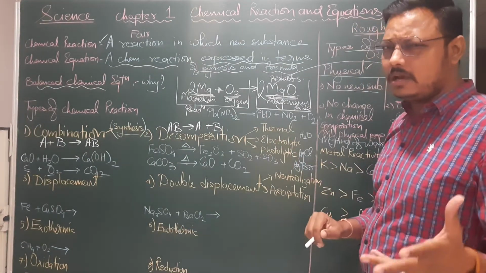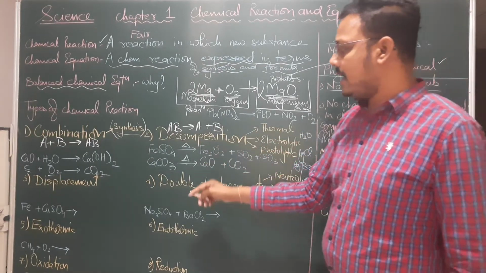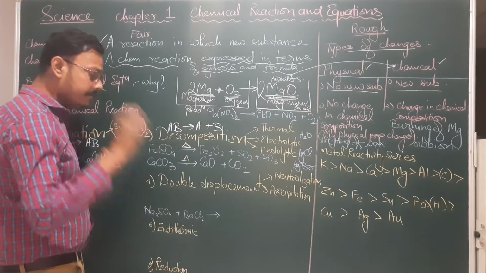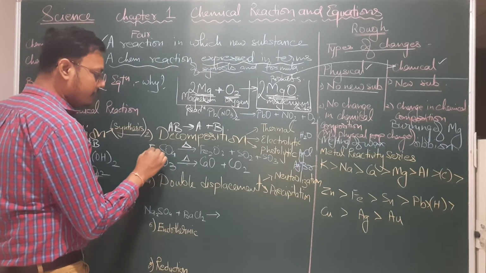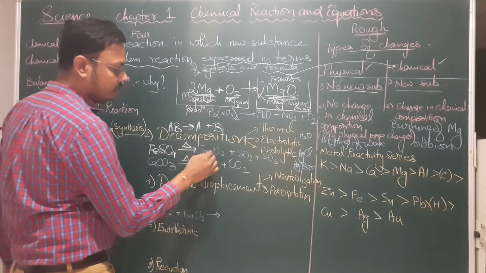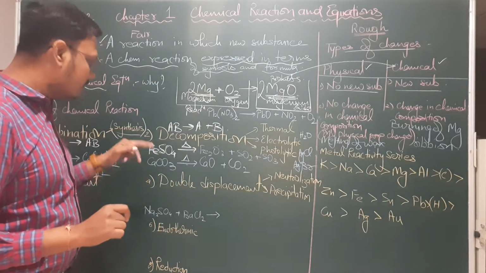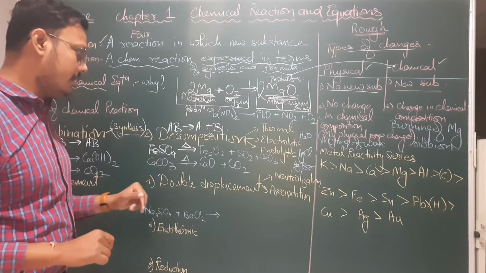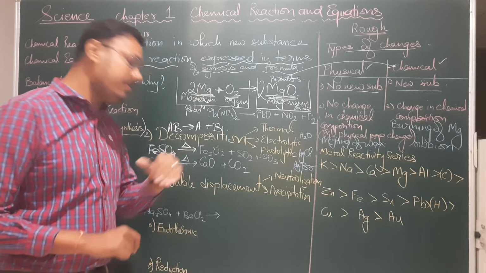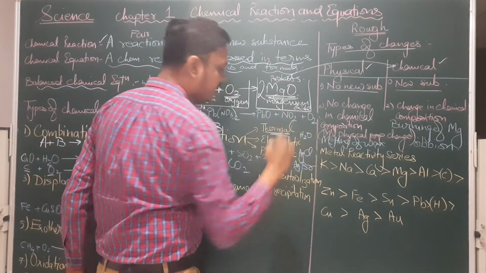What do we mean by thermal? The name itself says thermal, meaning heat. The decomposition reaction which takes place under the influence of heat. Heat can be shown by this triangle. Here we have FeSO4, ferrous sulfate. If I take this ferrous sulfate and heat it, it will decompose to ferric oxide, sulfur dioxide and sulfur trioxide. Similarly, calcium carbonate on heating will form calcium oxide and carbon dioxide. So these are two examples of thermal decomposition.